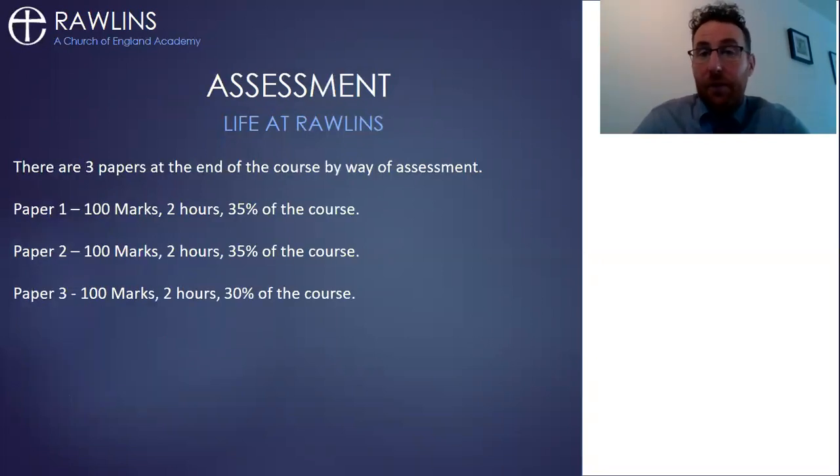The assessment for the course is 3 exam papers that you sit at the end of year 13. They're all 2 hours in length and they all carry 100 marks. 35% for paper 1 and 2 is the weighting of the whole qualification, with 30% coming from paper 3.